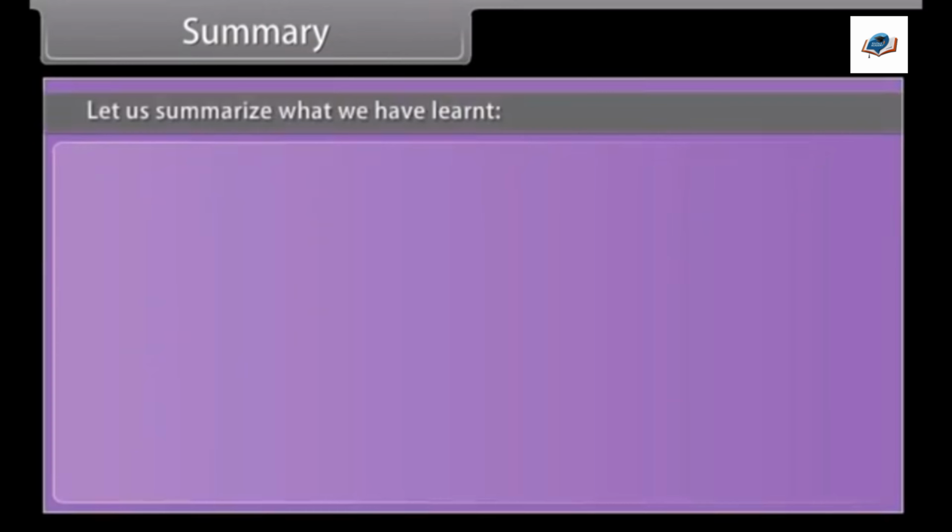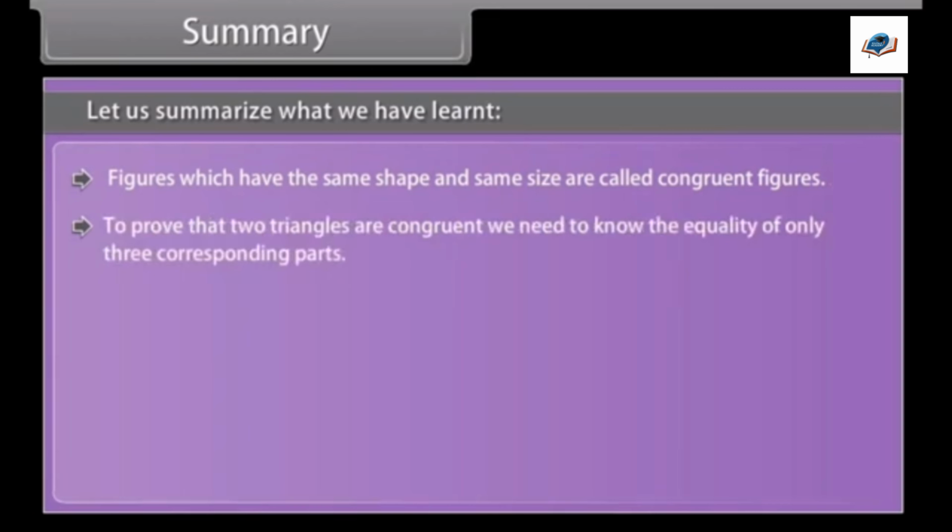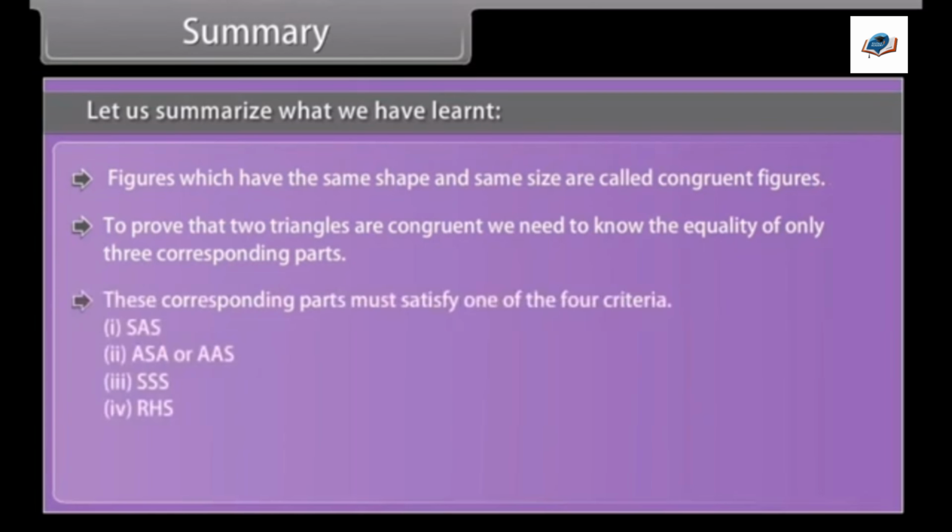Summary. Let us summarize what we have learned. Figures which have the same shape and same size are called congruent figures. To prove that two triangles are congruent, we need to know the equality of only three corresponding parts. These corresponding parts must satisfy one of the four criteria: 1. SAS. 2. ASA or AAS. 3. SSS. 4. RHS. Angles opposite to equal sides of a triangle are equal.